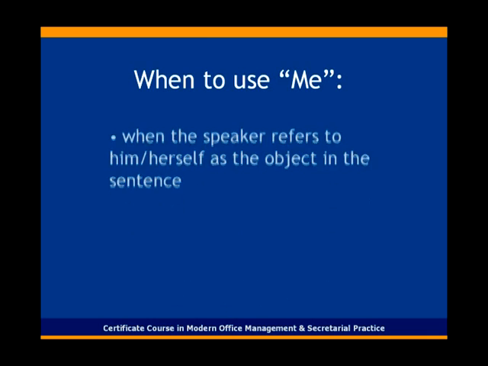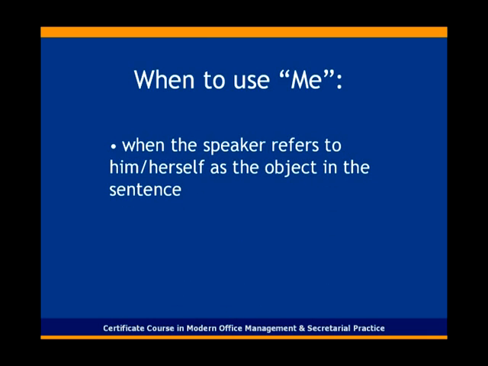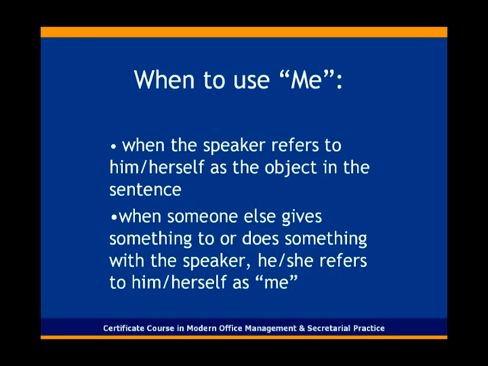Me is used when the speaker refers to him or herself as the object in the sentence. Similarly, when someone else gives something to or does something with the speaker, he or she refers to him or herself as me.